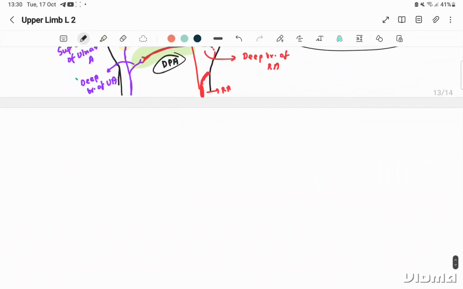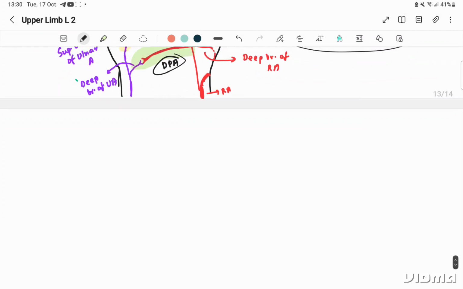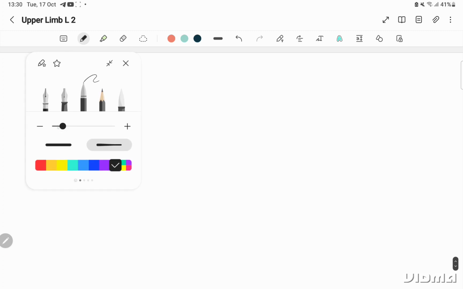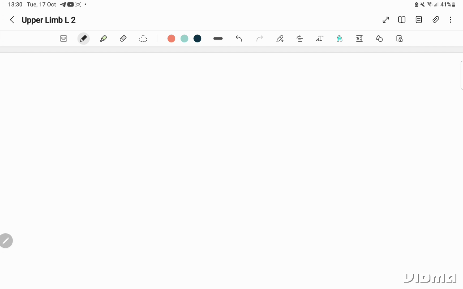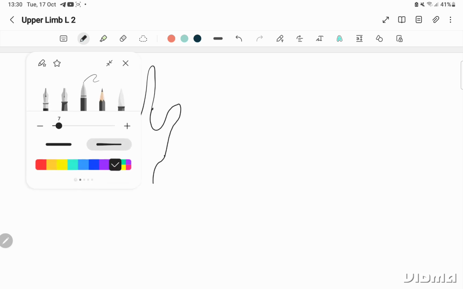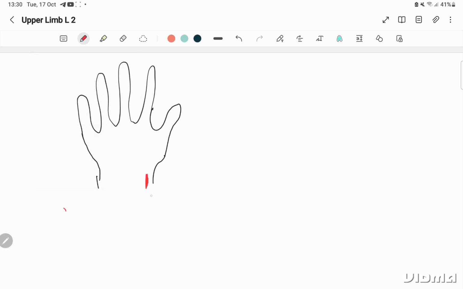Yeah. So let me give an overview of this structure, the arches, again. Okay, let's do it again, because when you do it again, you tend to remember more. So this was our hand. I'm drawing it in a very rough fashion. This was our hand. So we have the radial artery coming over here.